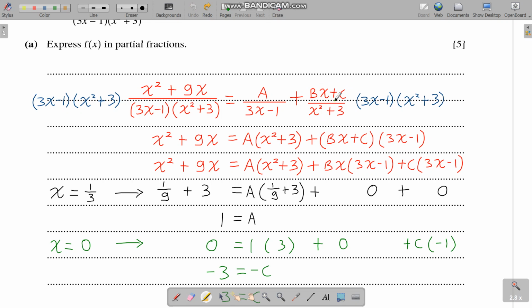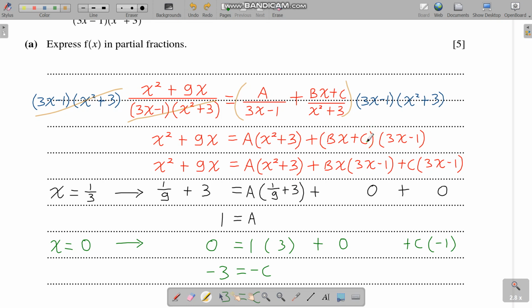And then we multiply both sides by the denominator. On the left, we cancel out, so we have only the numerator. On the right, we multiply and cancel out, so we have a times x squared plus 3. And we multiply, cancel out, we have bx plus c times 3x minus 1. Notice that the brackets are important here.